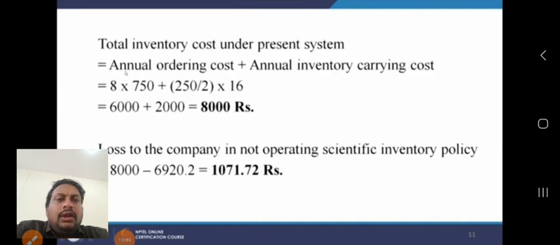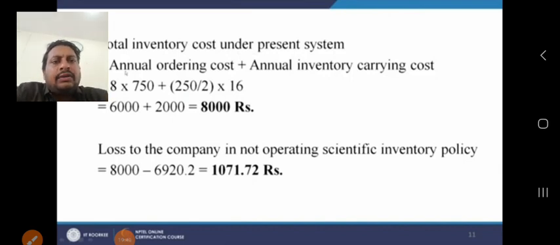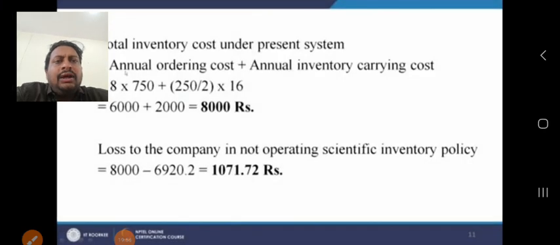If the scientific EOQ model is not followed, how much is the loss? The loss to the company for not operating a scientific inventory policy is 8,000 minus the minimum total inventory cost. If we follow the EOQ model, the minimum total cost of inventory is 6,928. So the loss will be 1,071 rupees to the organization.